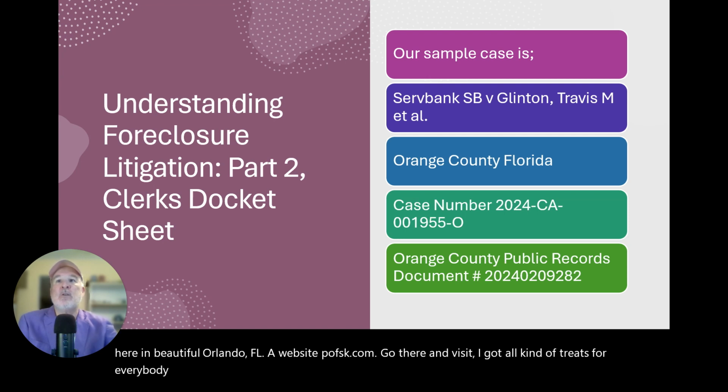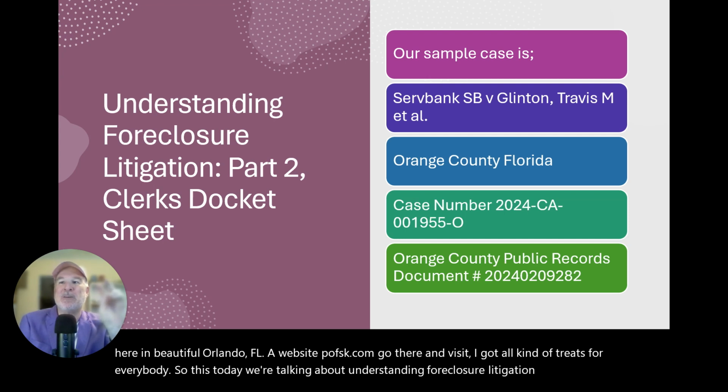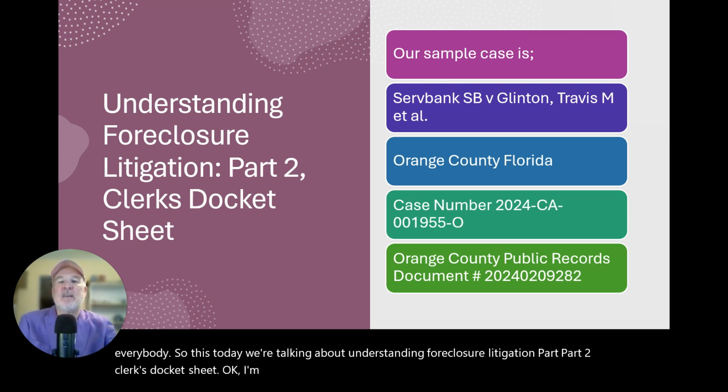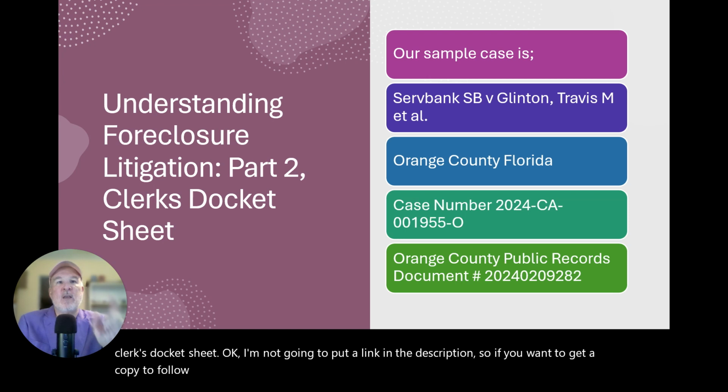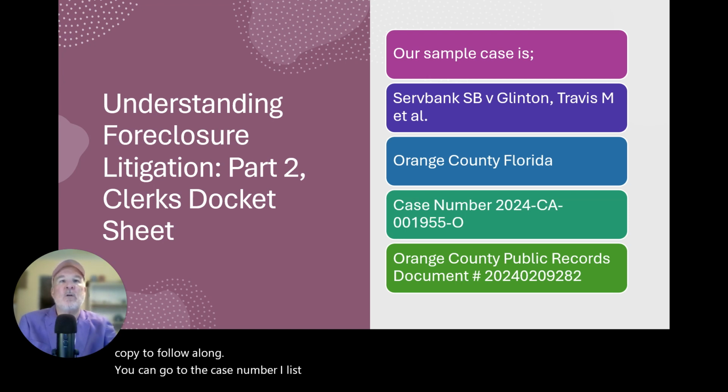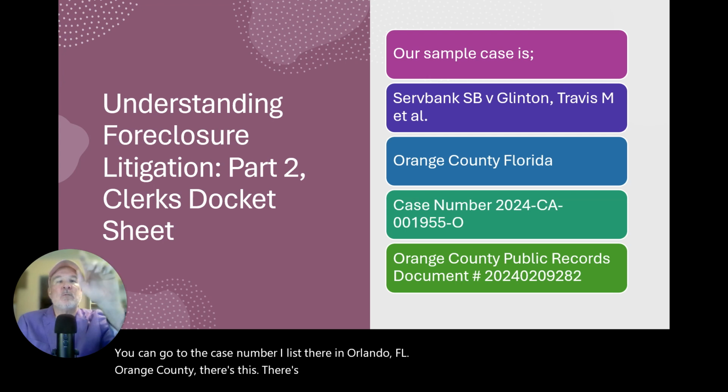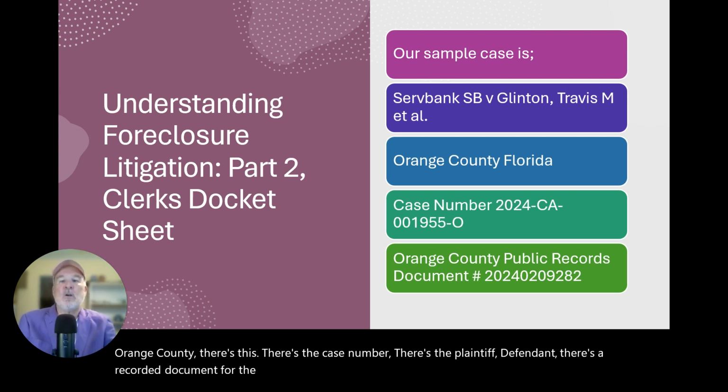Today we're talking about Understanding Foreclosure Litigation, Part 2, Clerk's Docket Sheet. Okay, I'm not going to put a link in the description, so if you want to get a copy to follow along, you can go to the case number I list there in Orlando, Florida, or Orange County. There's the case number, there's the plaintiff, defendant, there's the recorded document for the lis pendens. So yeah, you can look it up if you want. If you don't, just sit tight and I'll teach you anyways.